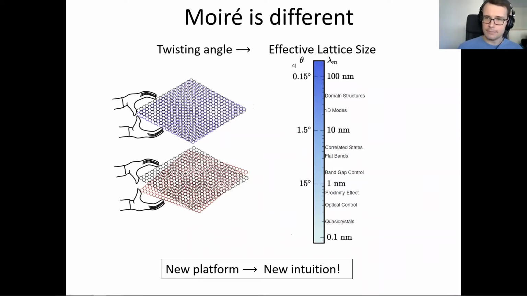So hopefully that makes it clear that the twist angle is not just a source of disorder or noise, it's actually a way of controlling a new effective crystal that lives at the interface between the 2D materials.